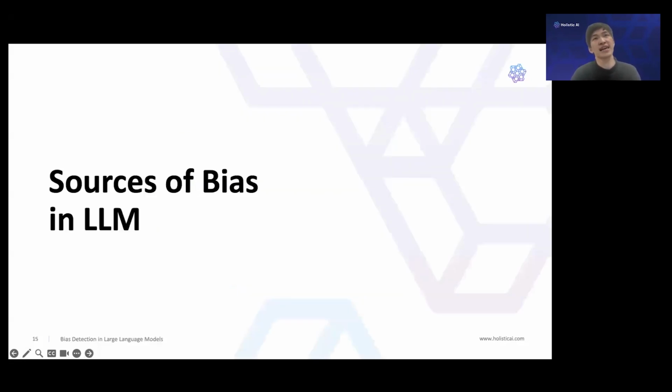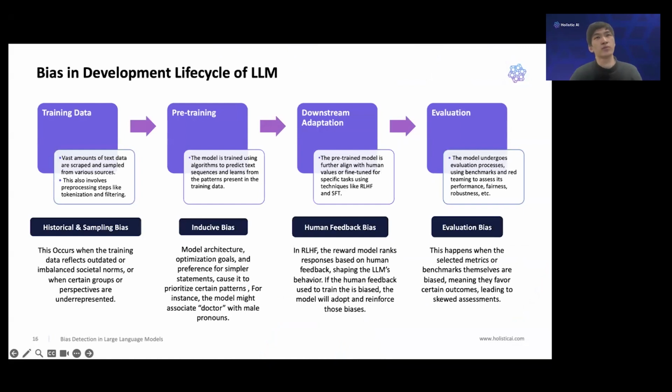So we've now covered the key aspects of compliance in terms of NYC Local Law 144, but compliance is only part of the story. To effectively detect bias in AI systems, we need to understand where this bias comes from. The reality is that bias can be introduced at multiple stages during the development lifecycle of LLMs and AI systems. So when developing LLMs, we normally have four stages: training data collection, model pre-training, downstream task adaptation, and model evaluation. Each stage in the development lifecycle of our LLMs introduces unique sources of bias.